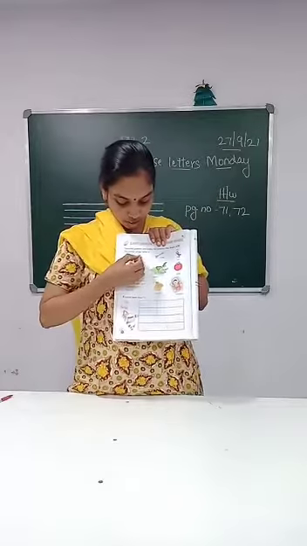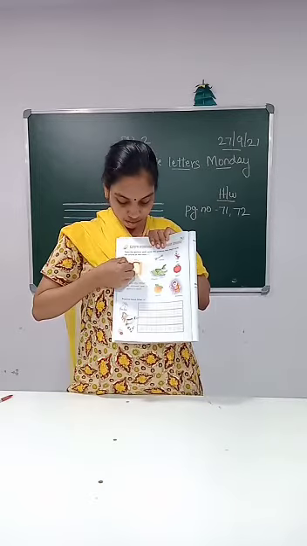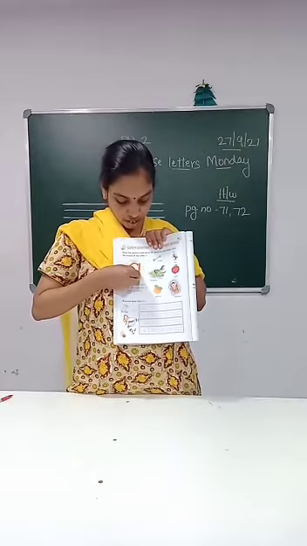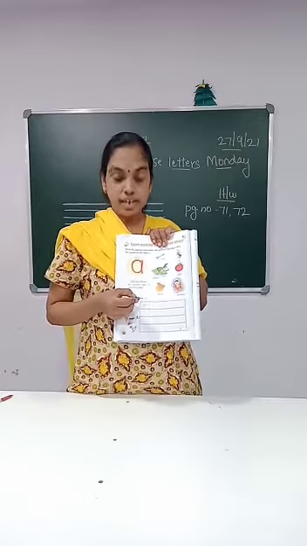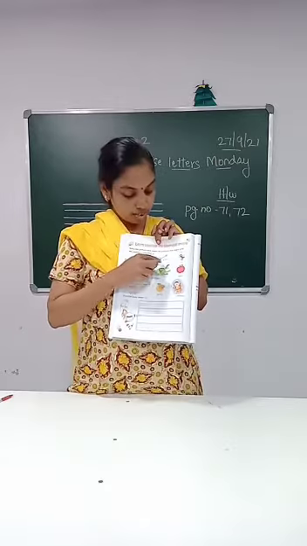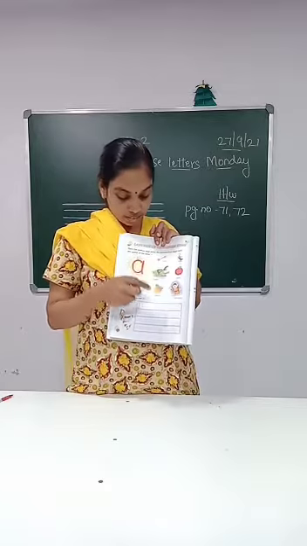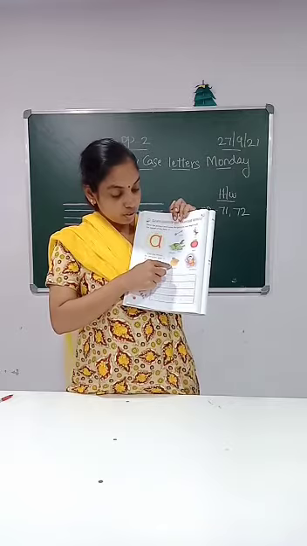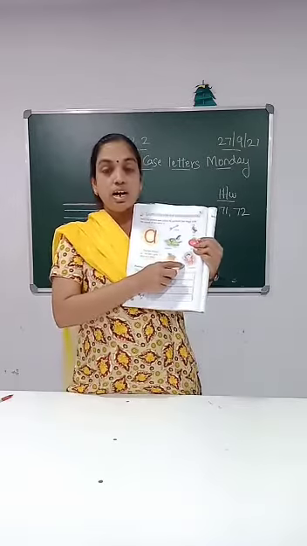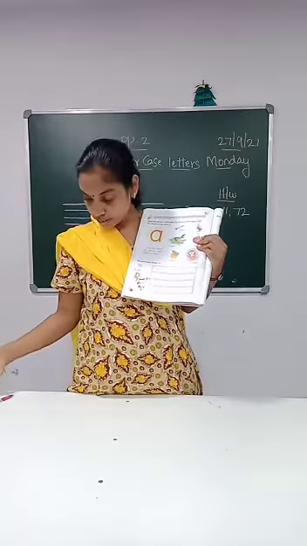First see here, start along with me, children. Left curve, go up, come down, letter A. This is small a. This is for the pictures which start with letter A. Arrow, ant, alligator, apple, apricot, astronaut. This is astronaut. And here you have letter A. You have to practice and write this.